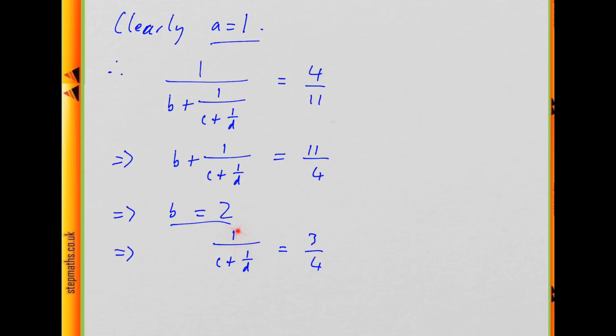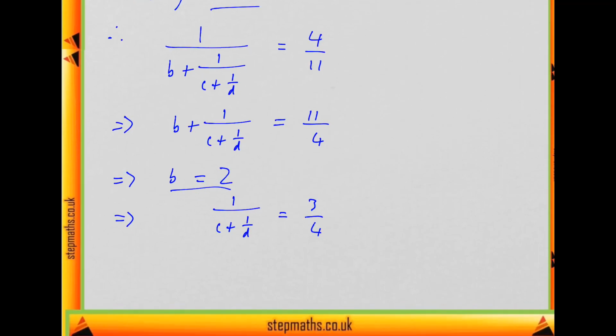And now we can do the same thing again. We want to make it less of a fraction, so we'll turn both sides upside down. So if we do that, we get c plus 1 over d on this side and 4/3 on this side, and again we can do exactly the same as before. This has to be the fractional part, this is less than 1, so this has to be the integer part. This side here is 1 plus 1/3, so therefore this has to be 1, this has to be 1/3, so we get c equals 1 and d equals 3.